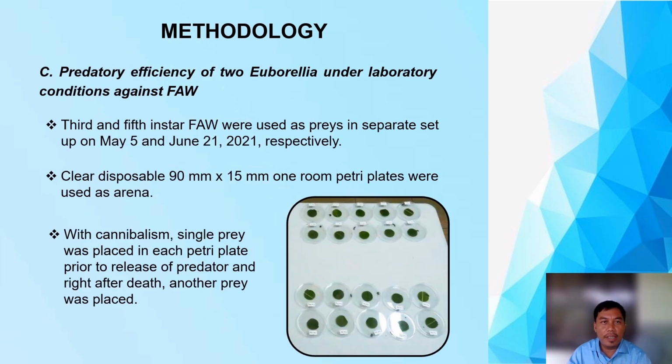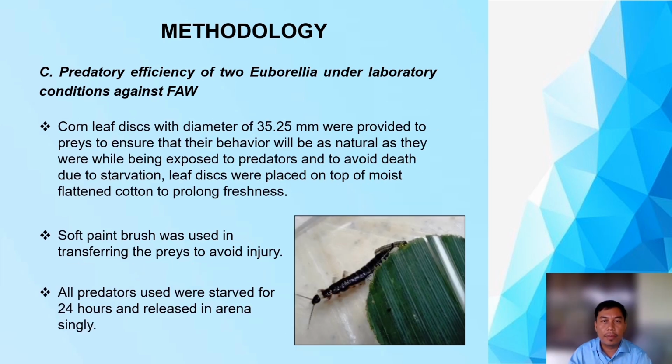For predatory efficiency of Euborellia against FAW under laboratory conditions, third and fifth instar FAW were used as prey in separate setups on May 5 and June 21, 2021 respectively. Clear disposable Petri plates were used as arena. With cannibalism, single prey was placed in each Petri plate prior to release of predator, and right after that, another prey was placed.